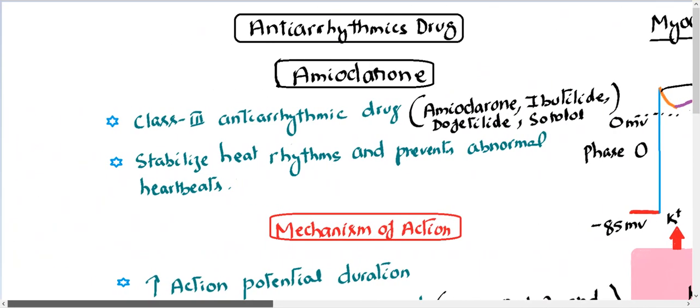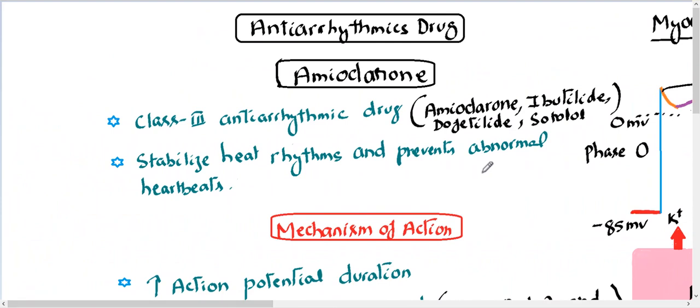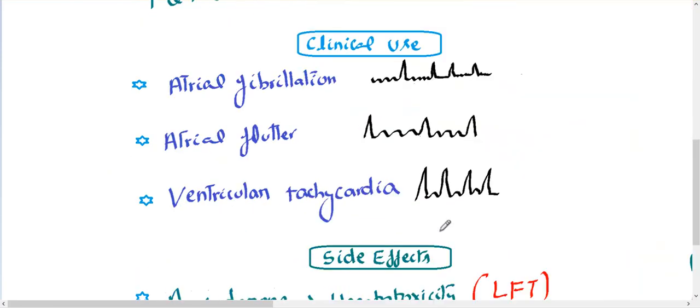So today's topic is anti-arrhythmic drugs. As you know, guys, there are four classes of anti-arrhythmic drugs, that is class 1, class 2, class 3 and class 4. Today I will be discussing mainly the class 3 anti-arrhythmic drugs. First of all, I'll talk about what is arrhythmia, then its mechanism of action, then its clinical use and the side effects.